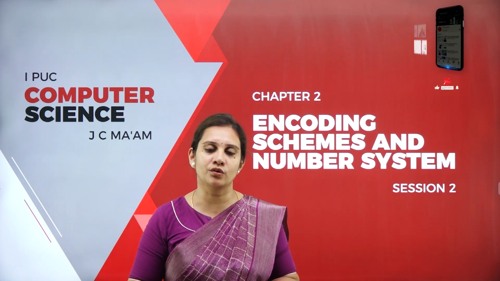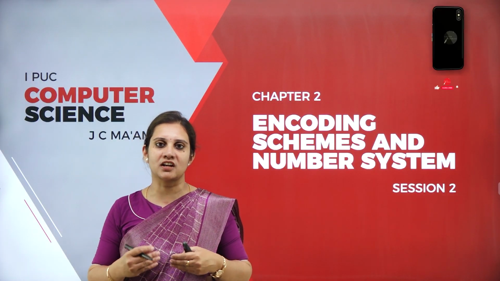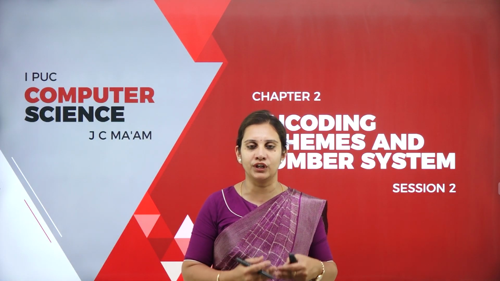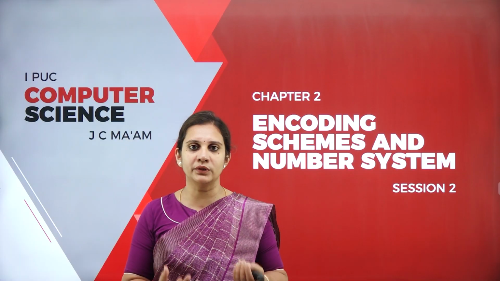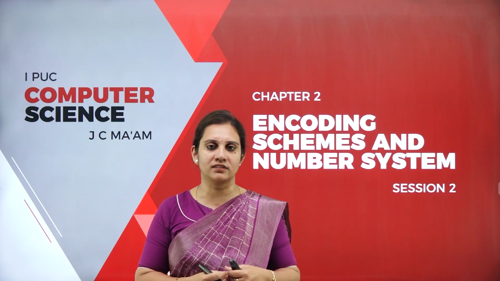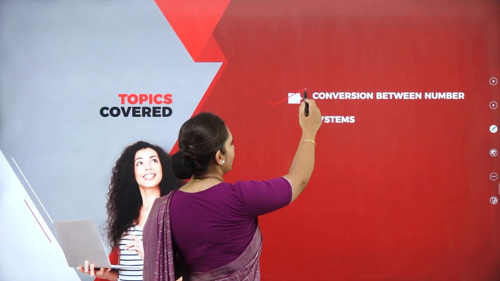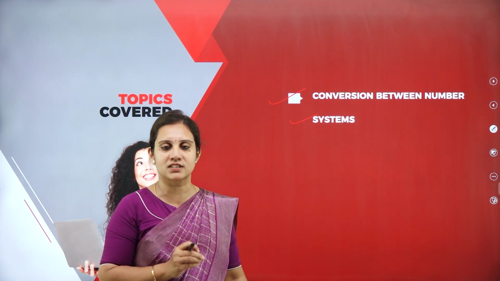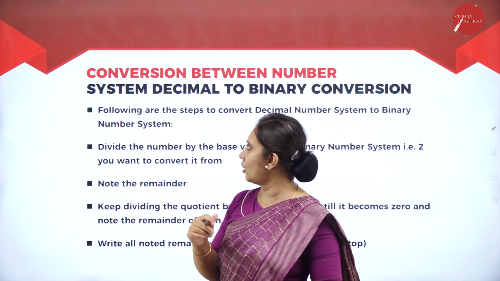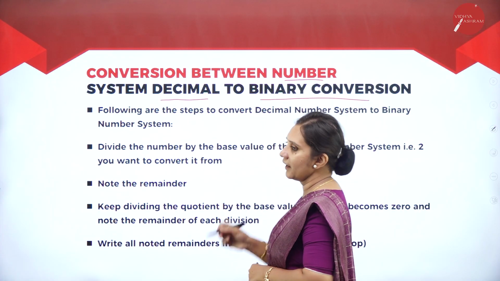Last class, as we all know, we discussed what is encoding, the various types of number system, and the various schemes under encoding, that is ASCII, Unicode, ISCII, and why we need to learn and understand encoding schemes. All those things we have learned. So today in this session, let us learn about conversion between the different number systems in the context of computer science. First, let us see the conversion from the decimal number system to binary.